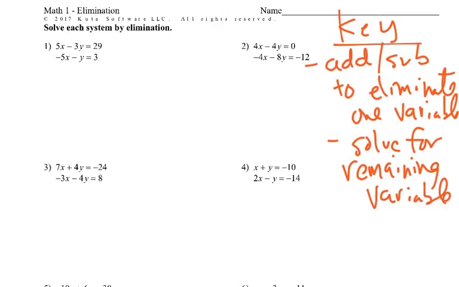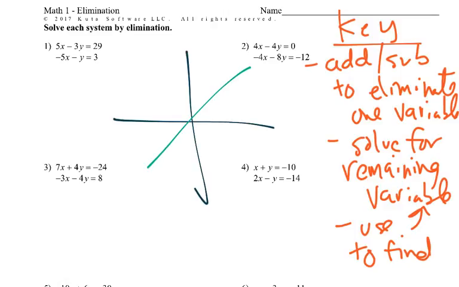Once we have one variable, we go back to the start and use that one variable to find the other. Then our answer is a point on the graph. Remember, the whole idea here is that we're finding where two equations intersect. Where they intersect has an x value and a y value, and that's our answer. That's the one place that works for both equations.